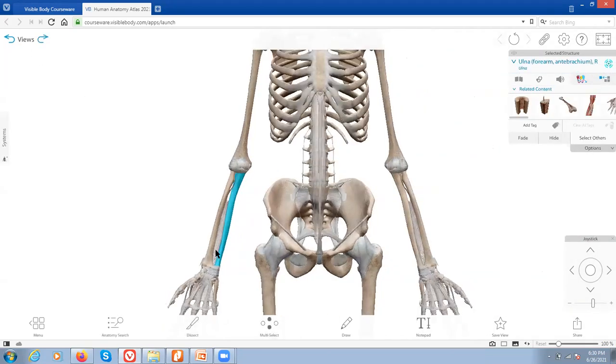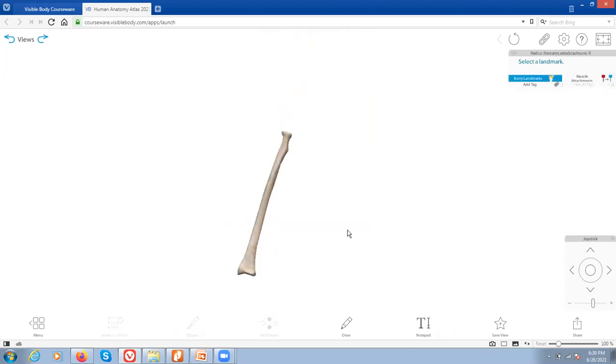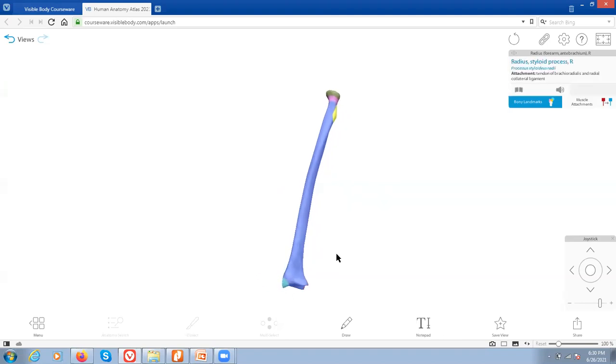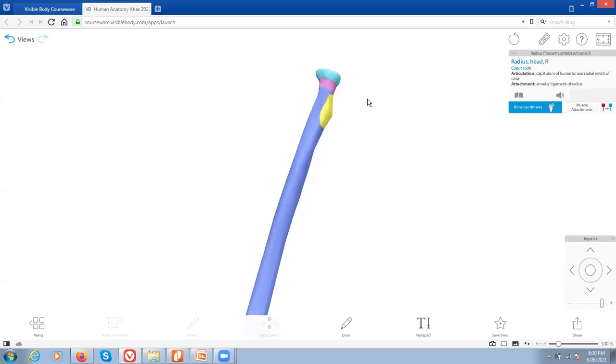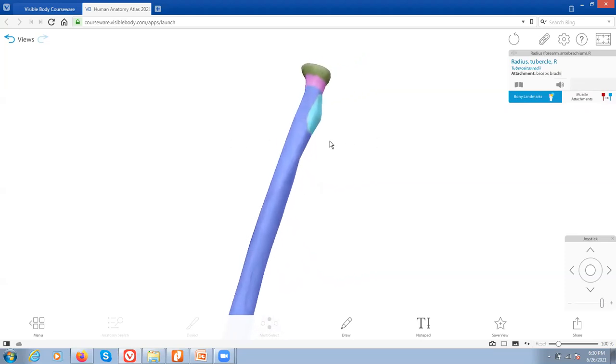Now let's take a look at that radius. And notice that the radius also has a little pointy region on the opposite side. So this is also called a styloid process, but this is the styloid process of the radius. The main portion, again, is just called the shaft, and this top portion is called the head. Directly below the head, we have the neck, and then this portion is just called a tubercle.